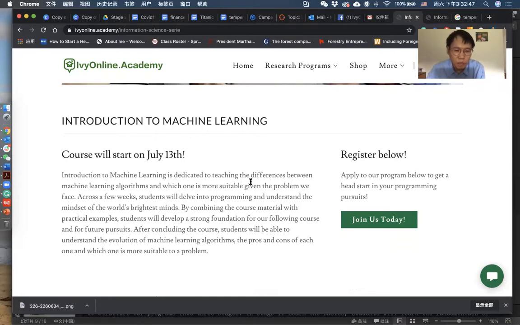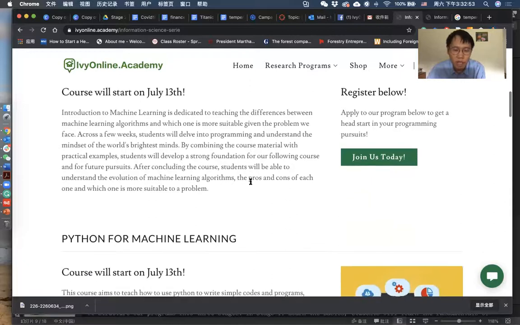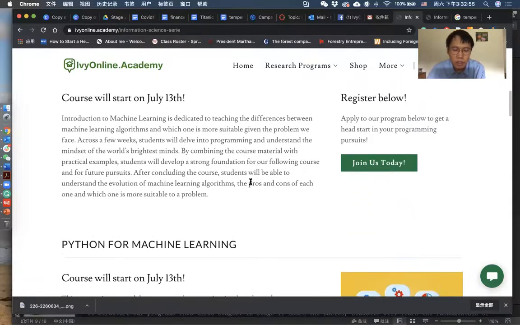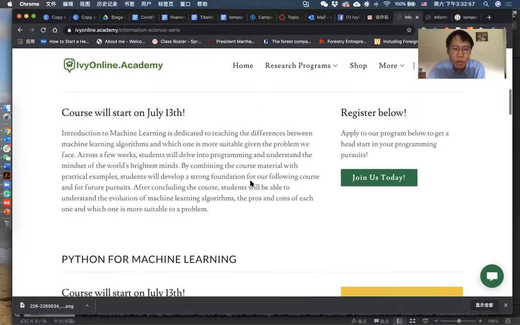Since many kinds of machine learning problems are solved by using Python, Python is very powerful and very useful in the machine learning field. That's why we are providing these two courses together. Our first cohort will start this coming week, and we have about 15 students in our first cohort to start their journey in machine learning.